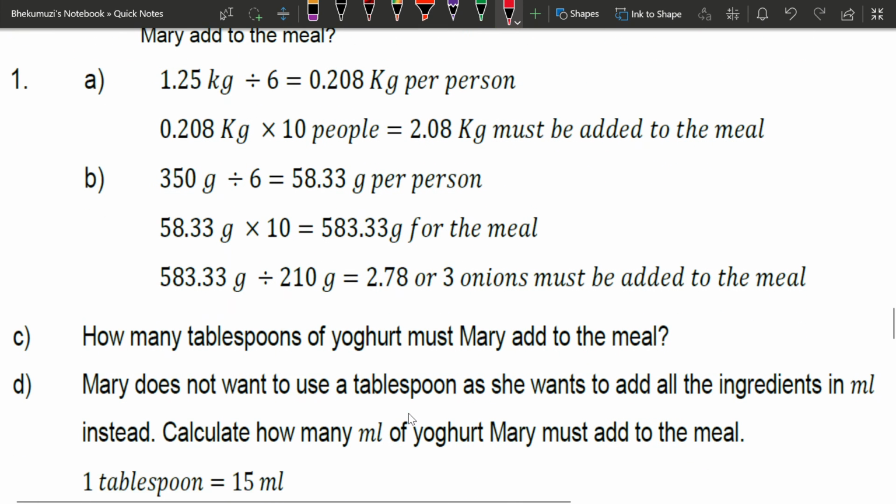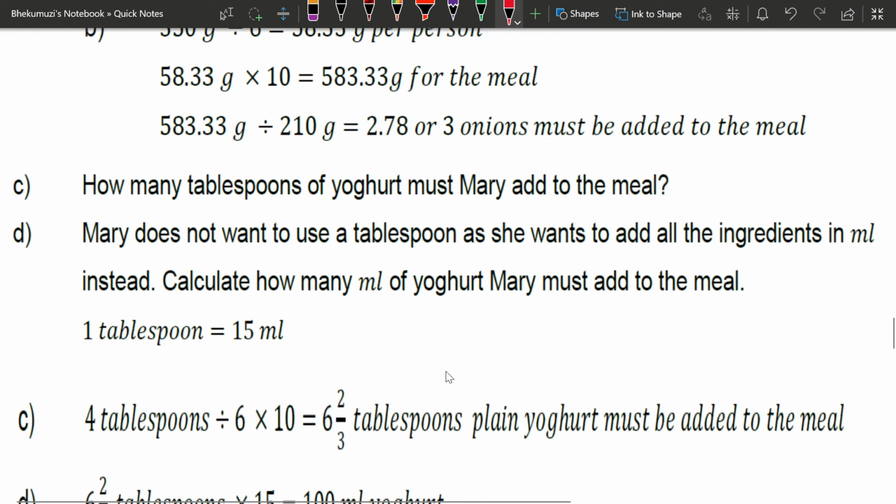So how many teaspoons of yogurt must Mary add to the meal? And so here we know that it has 4 tablespoons, and because it's 4 tablespoons for the 6 people, you divide it by 6, and then you multiply it by 10 for the new number of people that are invited, and you find that it's 6 and 2/3 tablespoons of plain yogurt that must be added to the meal, right?